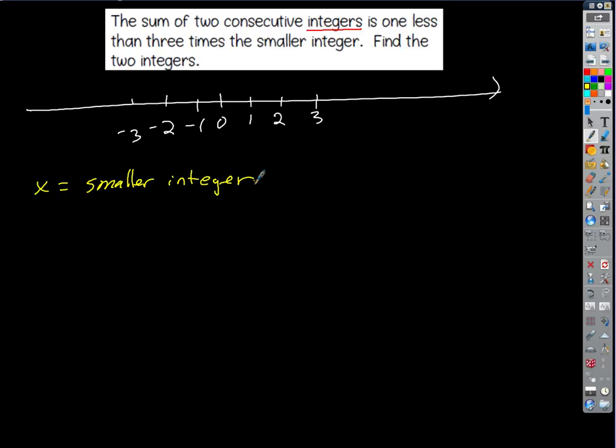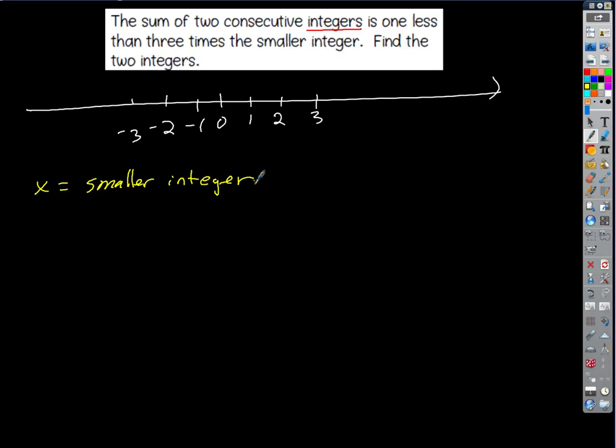Then what would the larger integer be? For example, if x was 3, what's the next consecutive integer? That's 4. If the smaller integer is 3, the larger integer is 4. Do you agree with that? If the smaller integer is 10, what's the larger integer? How are we getting that? We added 1, because we want to go to the next hash mark. If the smaller integer is negative 20, what's the larger integer? Negative 19. We're going to move 1 to the right.